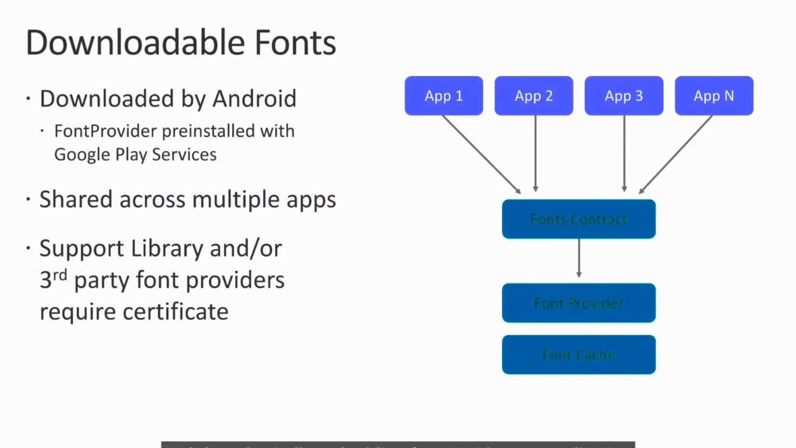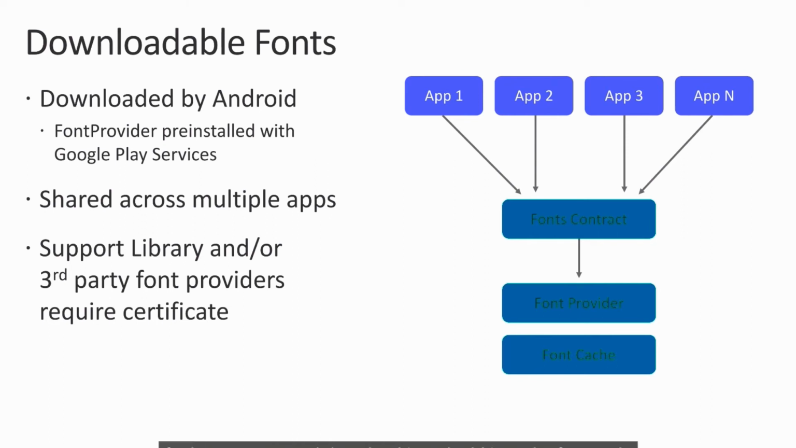And that's basically embedding fonts inside your application. Now, downloadable fonts is an alternative to that. The advantage to downloadable fonts is, well, they don't bloat your APK, and they can be shared across multiple apps. So the way this works is each app talks to the Fonts Contract API. And the Fonts Contract itself is a wrapper around a font provider. Now, the job of a font provider is to go out and say, do I have this font installed on the device? If I do, great.